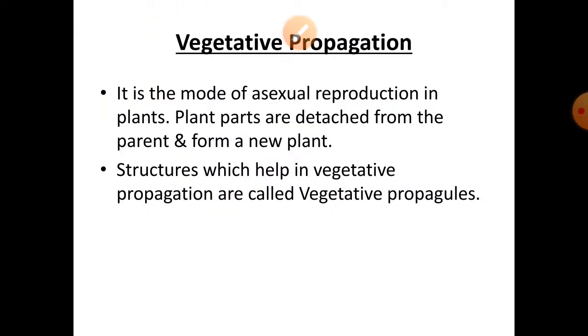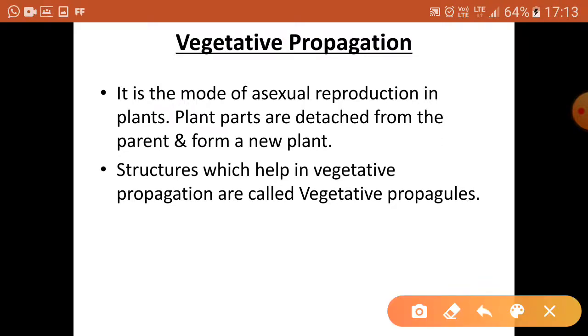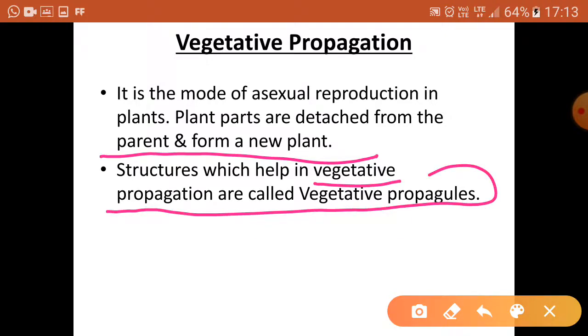Vegetative propagation is a type of asexual reproduction in plants. The plant parts which are detached and grow as a new plant are called vegetative propagules. So these structures which grow into a new plant are known as vegetative propagules.